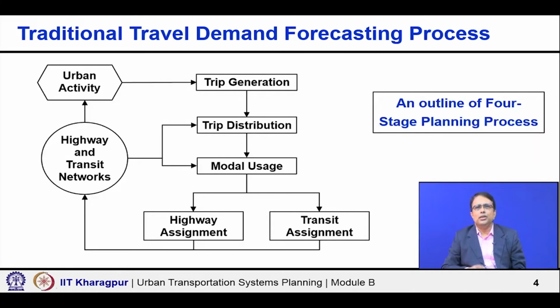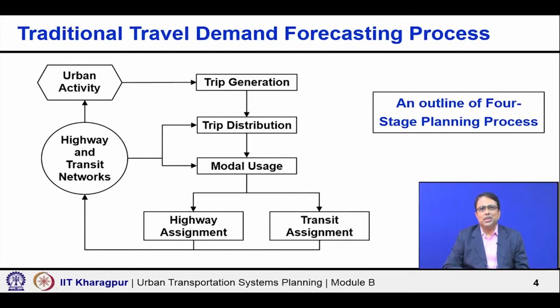Then in this flow chart, I am trying to show an outline of the 4 stage planning process. As I said, everything starts with urban activity, that is the center, because the activities are distributed. So, people need to travel, otherwise there is probably no need to travel in an urban area, right.